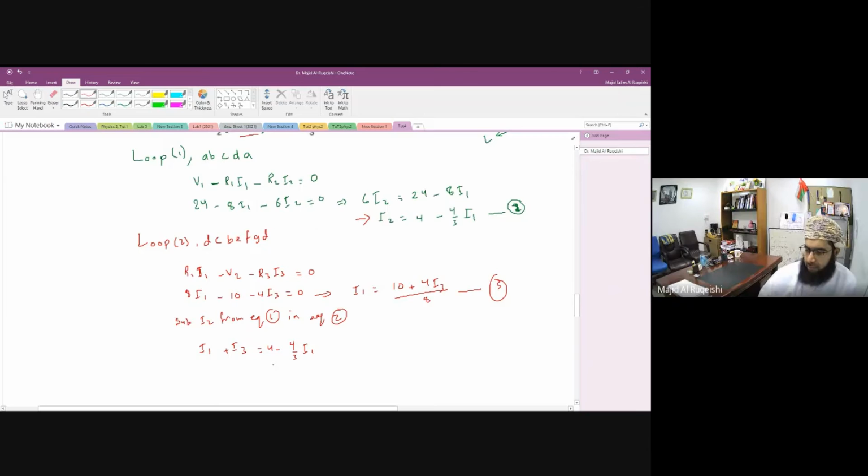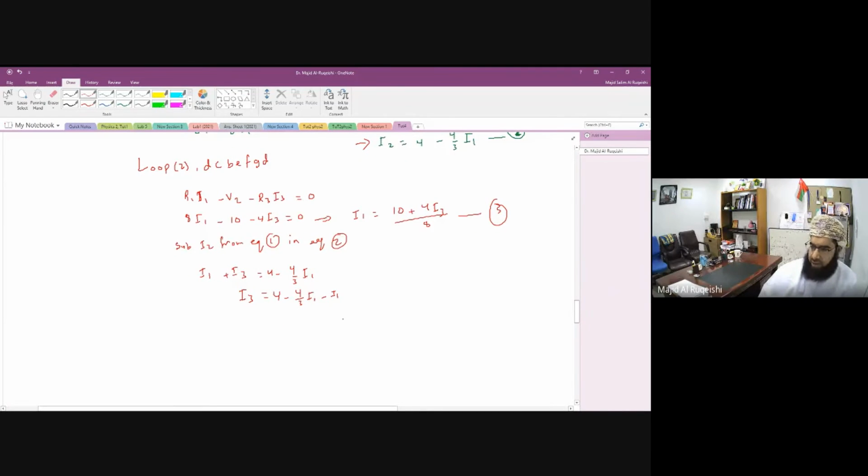And from here we can move I1 to the other side. So that means it will be 4 minus 4 over 3 I1 minus I1 again. So this will be I3. Okay, so far so good. So this is actually minus 4 over 3 I1 minus 3 over 3 I1, and don't forget plus 4 here. I make I1 here, instead of 1 I1, 3 over 3, because they have the same denominator, so then I can add them easily.